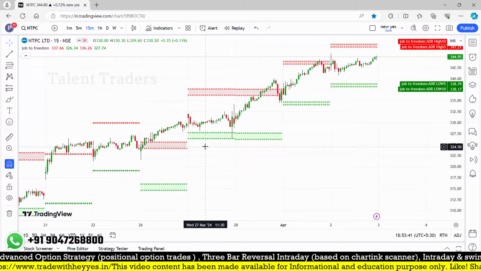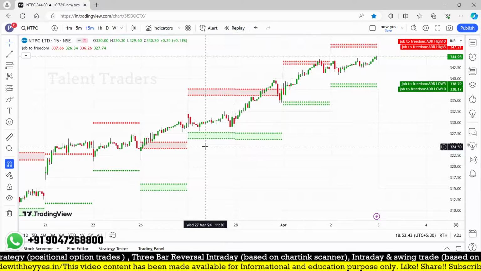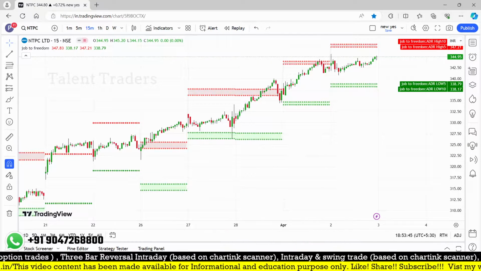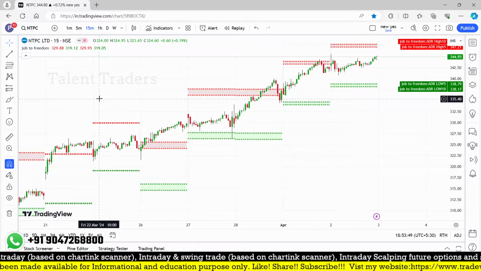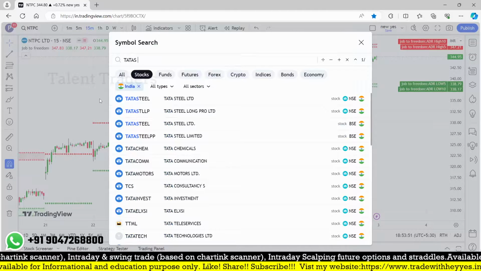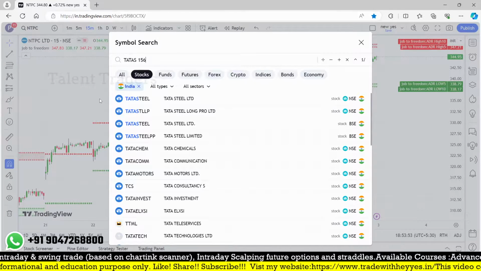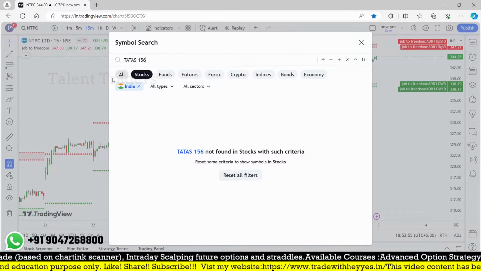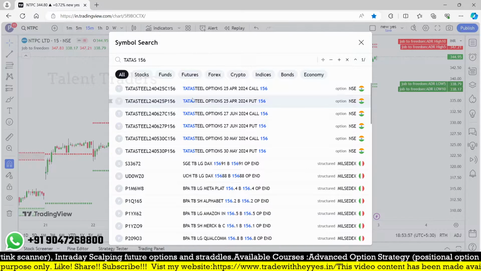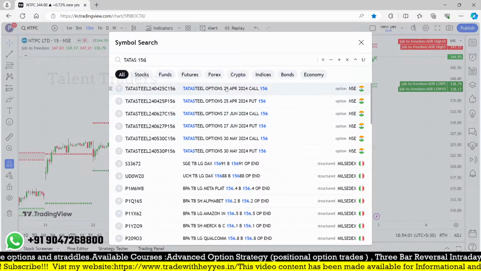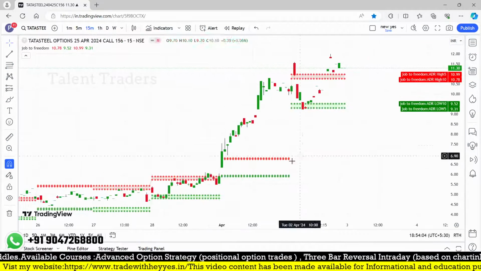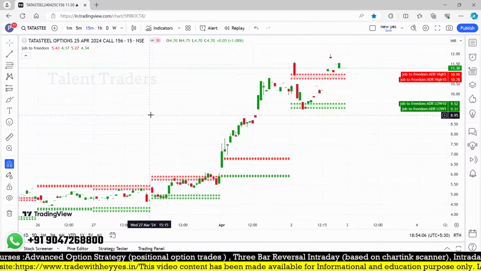Go to my website and you can find some good opportunities in stock options positionally. And the same thing I am trying with this ADR indicator on the 156 Tata Steel call option itself, that I'm checking. If it works, the chart will be available in TradingView, so that will help us to make some good opportunities.